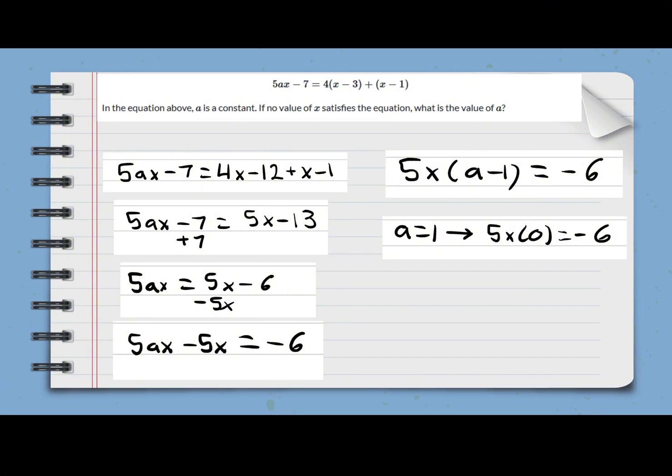And again, same thing here. You'll just have a minus 1 be that value where no value of x will satisfy this equation. Because again, we'll end up with negative 6 over 5 times (a minus 1). Same logic as before, same method of solving. And a equals 1 will be our solution.